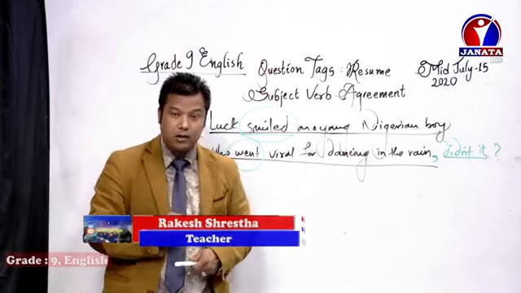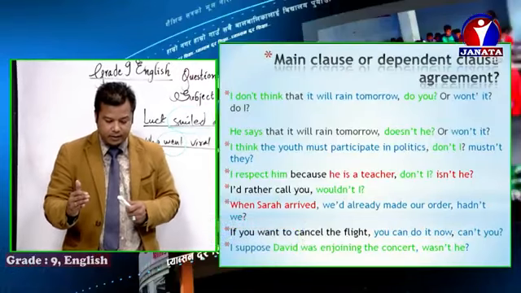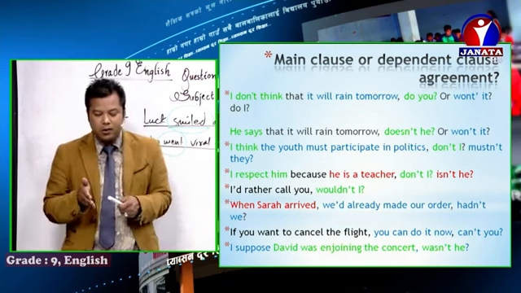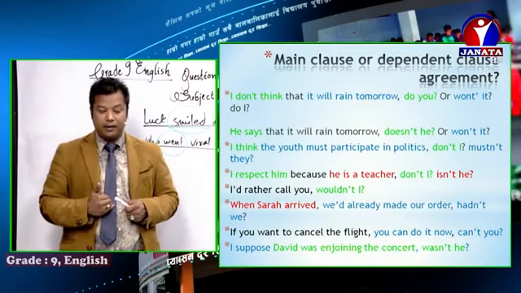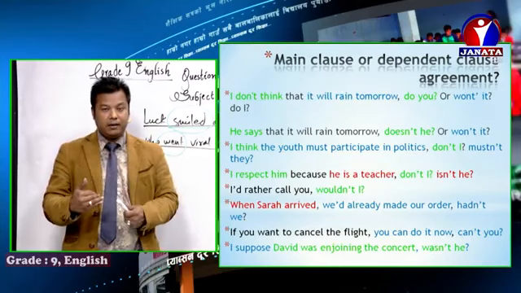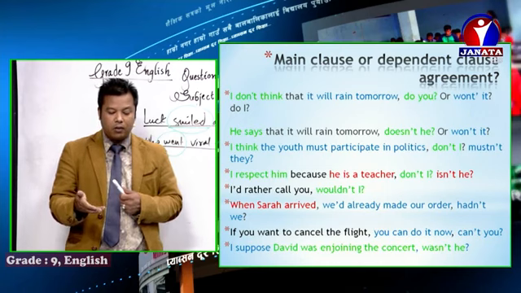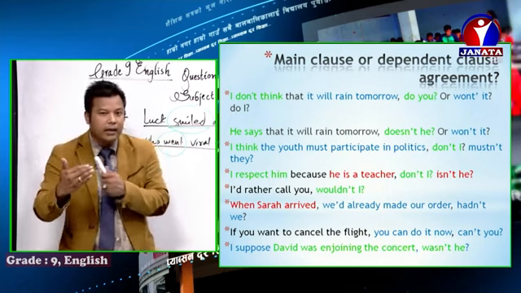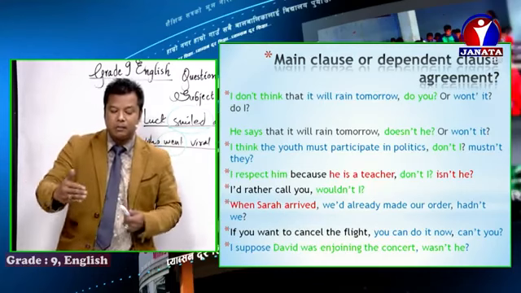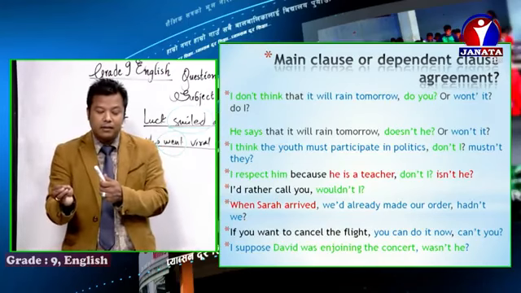Let's study. On the screen, extreme focus. Look at the first one, quite common: "I don't think that it will rain tomorrow." I've given you three tags: "do you," or "will it," or "do I?" Now see how to choose the right answer. If I am the speaker, what is my intention? If I think, "I don't think that it will rain tomorrow," and I'm asking my listener, do you also think this? I would use "do you." If my focus is on the dependent clause, "it will rain tomorrow," on that particular idea, I would use "will it." All right?